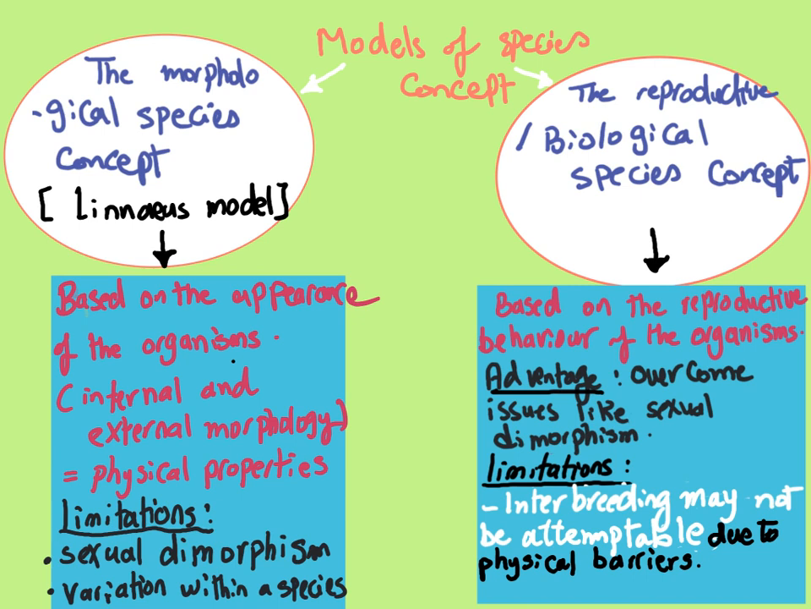Linnaeus based his classification on the morphology of the organism. By morphology, we mean external and internal features. But after putting his model forward, it showed some limitations, some problems. The first one we call sexual dimorphism. If you look at the peacock, you can look in the book. Did you see the picture of the male and female peacock in the book? Yes, they look different. The big one is the male, the small one is the female.